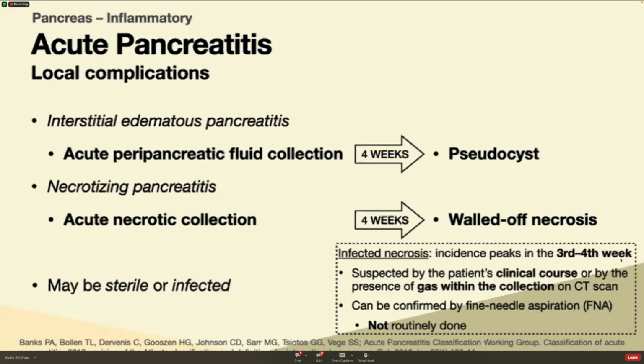Any of these local complications can be sterile or infected. For infected necrosis, the incidence usually peaks in the third to fourth week, and you will suspect this if there's clinical deterioration of the patient and or if there's presence of gas within the collection on CT scan. You can confirm the presence of infection via fine needle aspiration, though this is not routinely done.